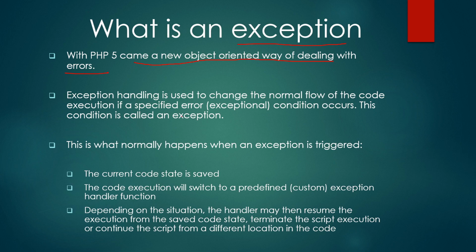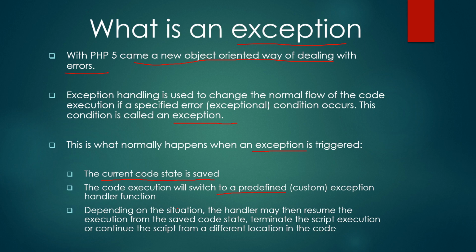So this condition is called an exception. This is what normally happens when an exception is triggered. Whenever an exception is encountered, the following things happen. First, the current code state is saved. Whatever execution has happened until now is saved. Then the code execution will switch to a predefined or a custom exception handler function.